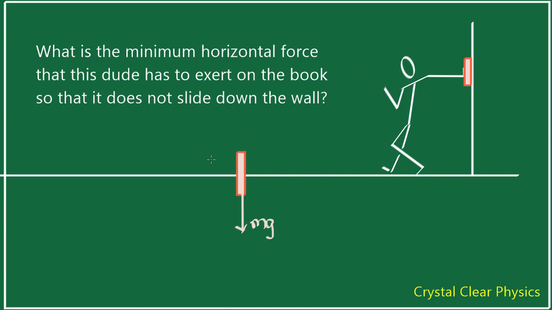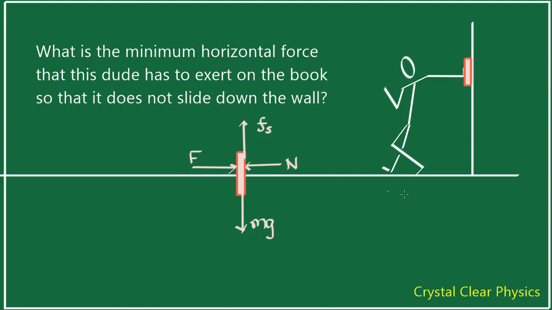The next force is the force with which the person is pressing the book against the wall. Let's call that force F. And since the book presses, the wall pushes back with the force which we call normal reaction. And since the book is trying to slide down, the force of friction acts upwards, and let's call it f. Now this is the force of static friction when the book is not sliding.